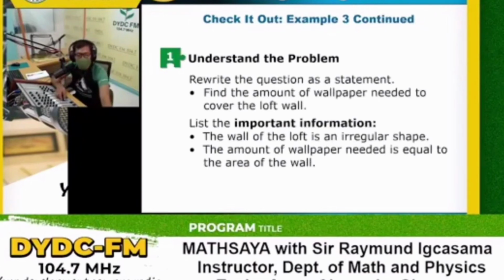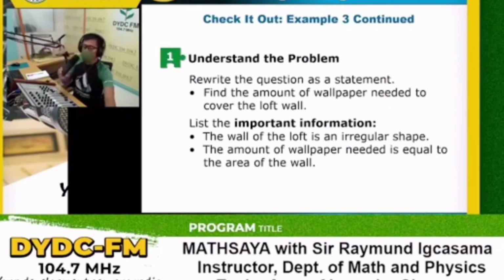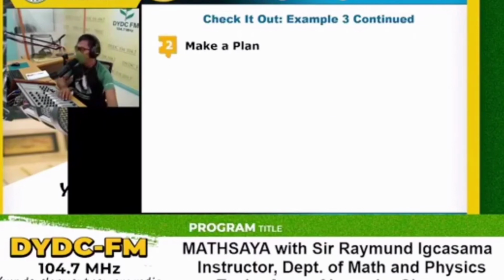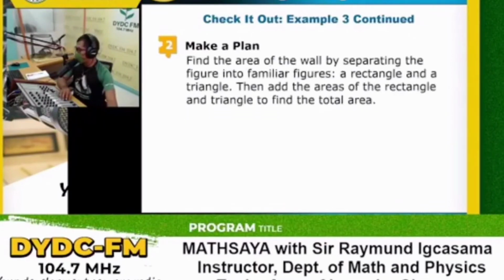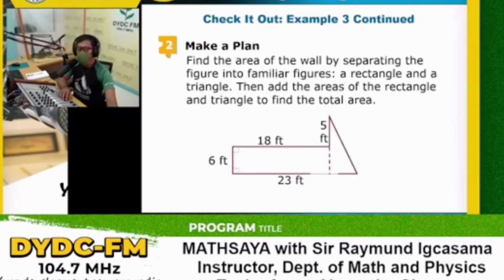So you can rewrite the question as a statement. Find the amount of wallpaper needed to cover the loft wall. Then the wall of the loft is an irregular shape. We know that, using the figure. Okay. The amount of wallpaper needed is equal to the area of the wall. So as I have mentioned a while ago, we can actually divide the figure into two familiar figures. We can have a rectangle and a triangle. So first is to get the area of this rectangle, and then get the area of the triangle, and then get the sum. Okay?